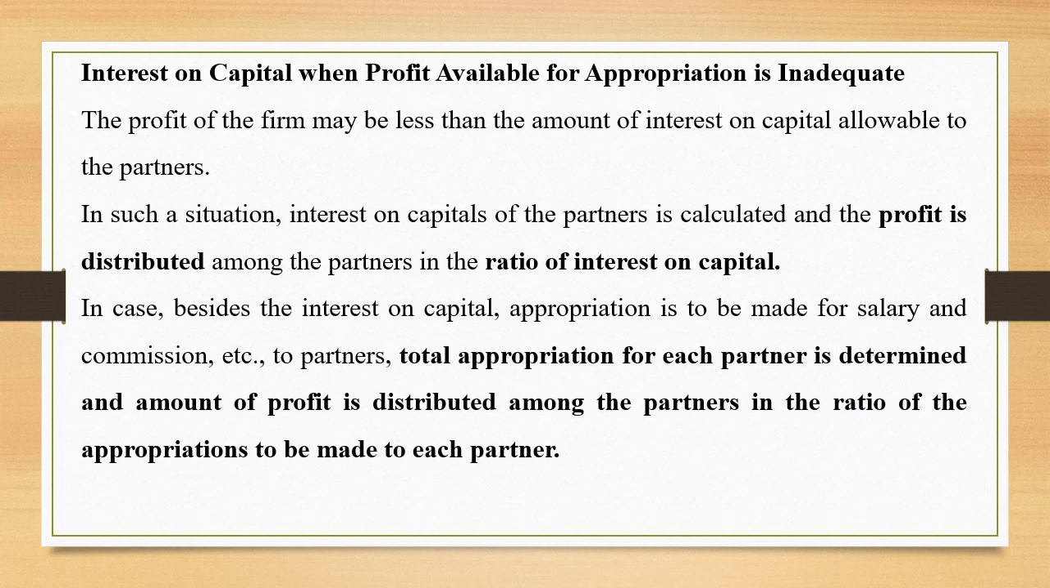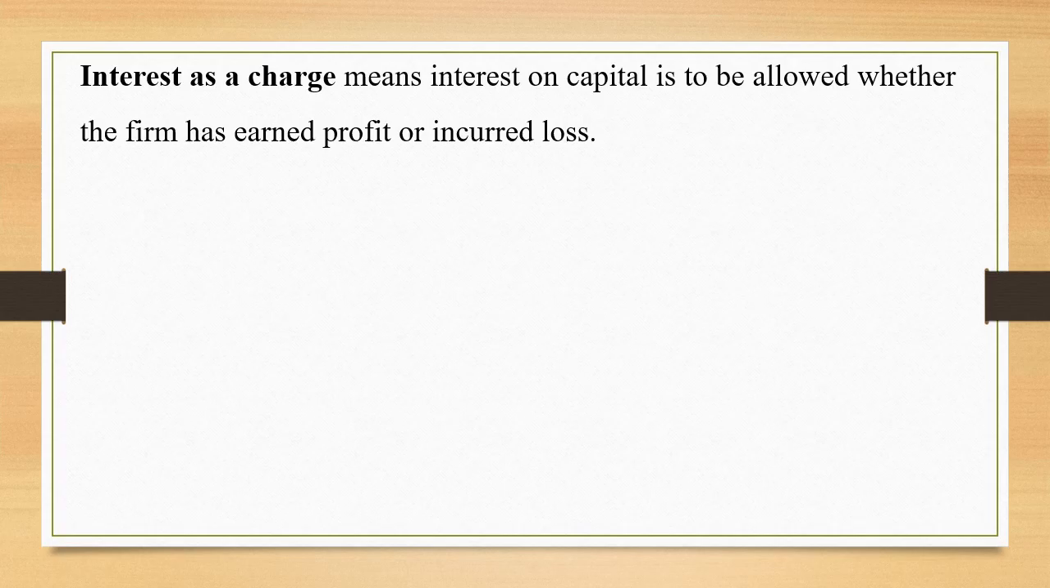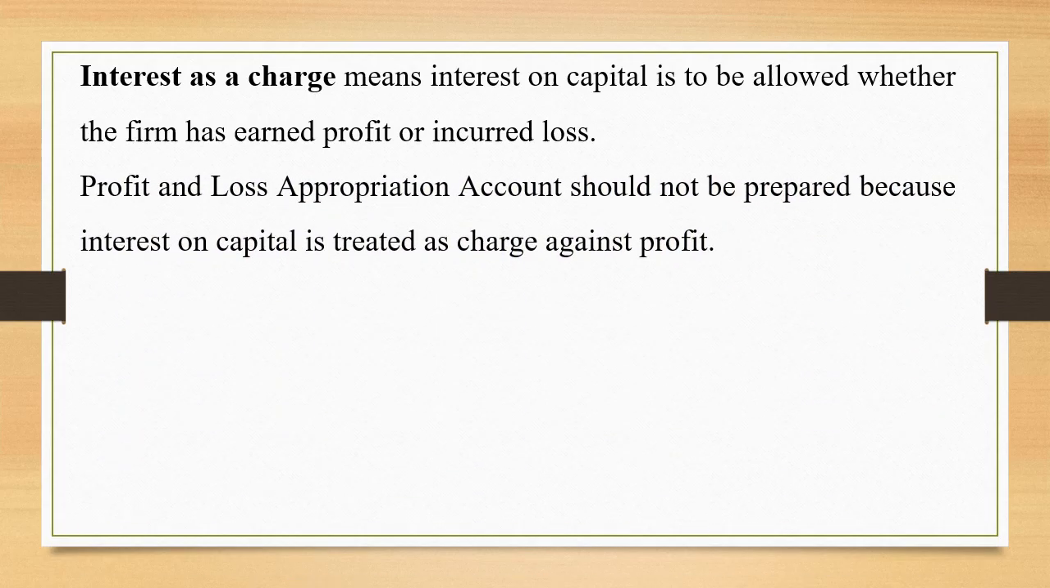In case, besides the interest on capital, appropriation is to be made for salary and commission, etc. to partners, total appropriation for each partner is determined and the amount is distributed among the partners in the ratio of the appropriations to be made to each partner. This point we have discussed in the previous video also. Interest as a charge means interest on capital is to be allowed whether the firm has earned a profit or incurred a loss. Profit and loss appropriation account should not be prepared because interest on capital is treated as a charge against profit.